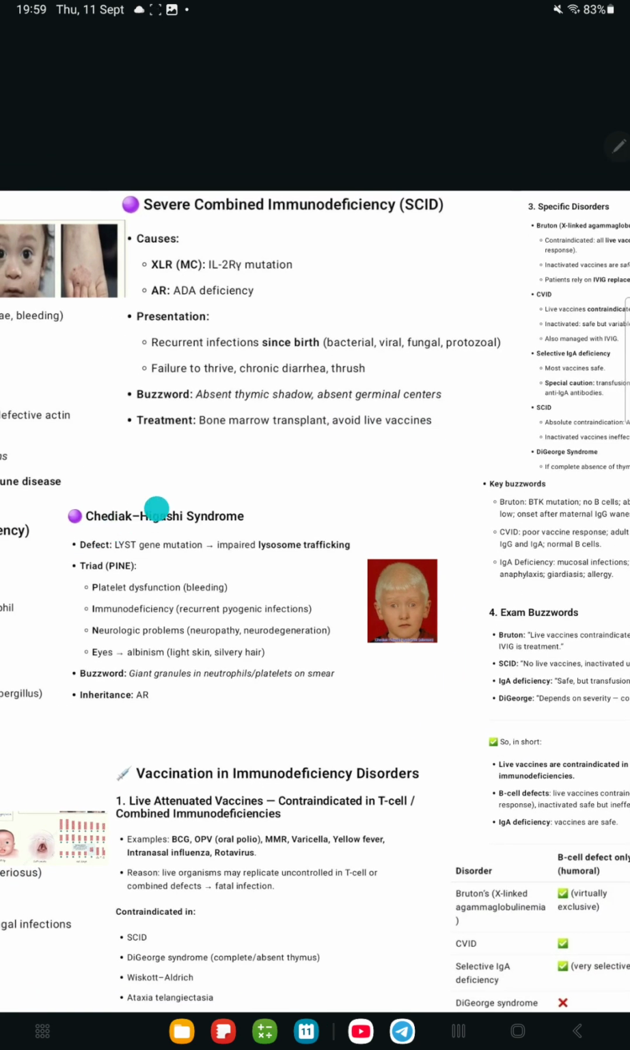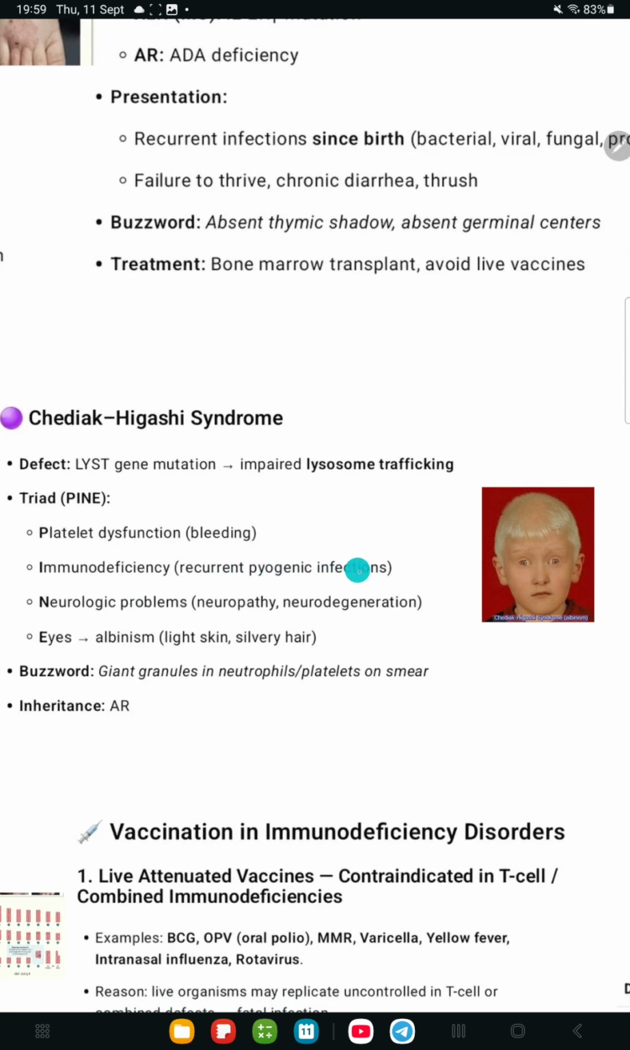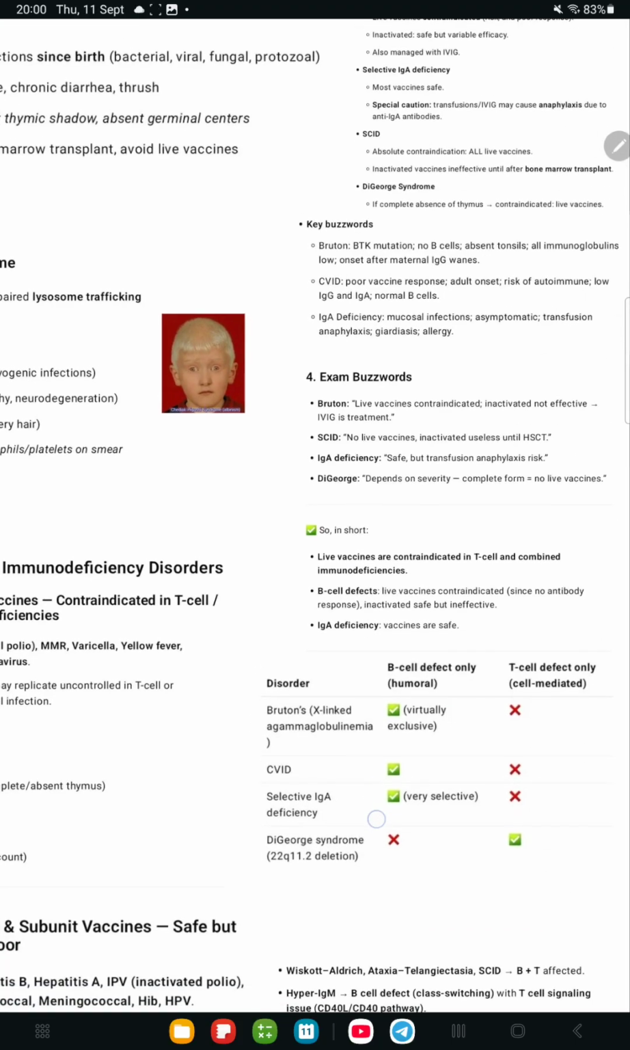Chediak-Higashi: we have to remember this is a LYST gene mutation that leads to impaired lysosome trafficking. The triad we see here is PIE. P: platelet dysfunction leads to bleeding. I: immunodeficiency can lead to recurrent pyogenic infections. Neurologic problems, neuropathy, neurodegeneration can be seen. E: eyes, albinism, this we can see here. Light skin, silvery hair. Buzzword will be giant granules in the neutrophils and platelets on the smear. The inheritance is autosomal recessive.